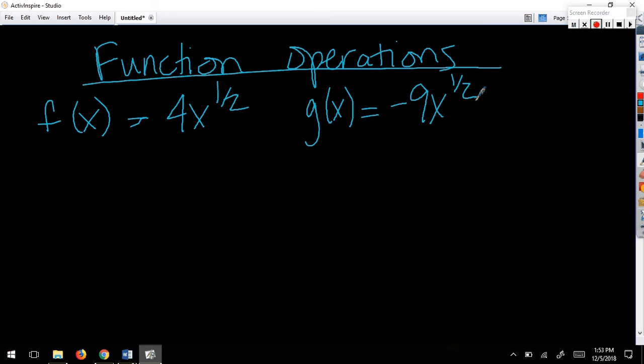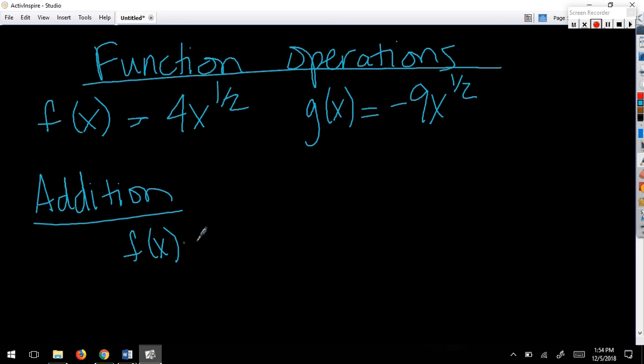So now we're talking about some different kinds of functions. What we're going to do is talk about addition, subtraction, multiplication, and division of these functions, right? In the beginning, it will define f of x, g of x, maybe h of x, maybe k of x, whatever it is. It'll define some functions. And then we'll say, use those functions and tell me what is f of x plus g of x.